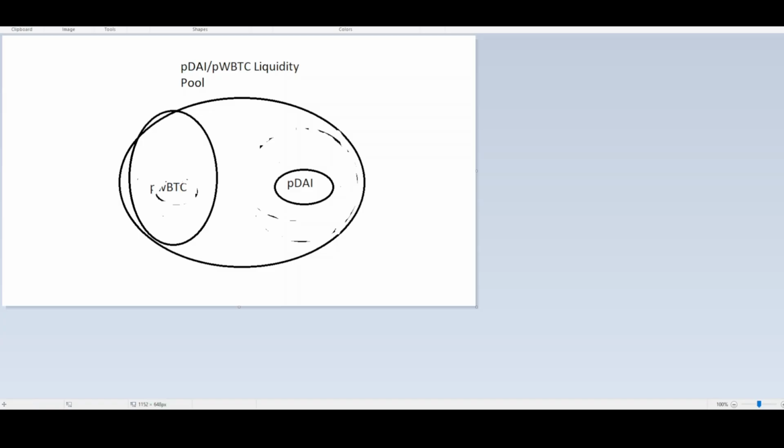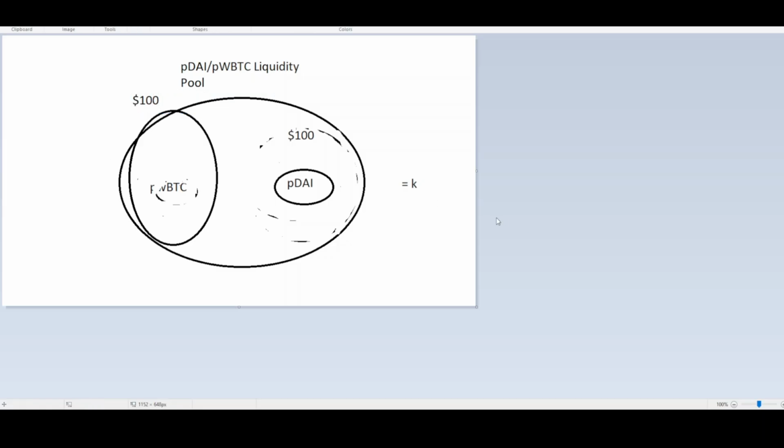K equals K. So if K is constant here, these two always have to adjust to keep this K constant, right? So when pDAI goes up in value, it'll shrink because you need less pDAI. Let me put more text in here to make this a little easier. Let's say there was $100 here, and then you had $100 of Bitcoin, right?